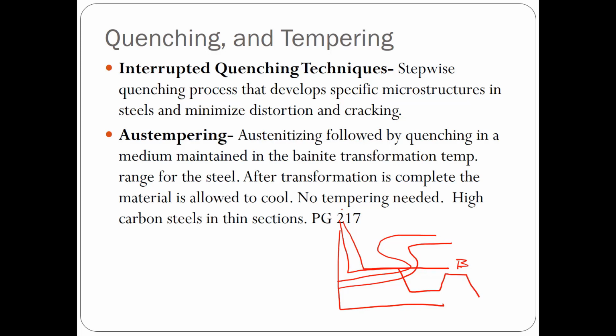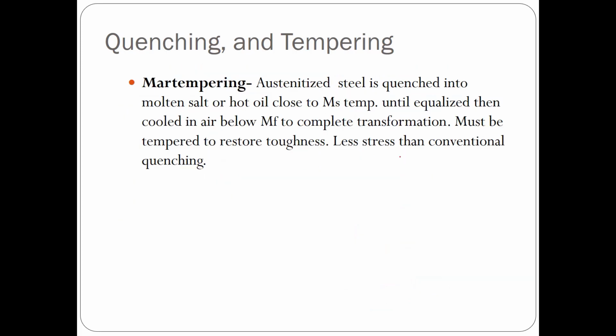So I have austempering and martempering. They're my interrupted quenching techniques, and they will produce low stress martensite for my martempering or bainite for my austempering, and that's really what we need to know about them. Austempering produces bainite. Martempering produces low stress martensite.